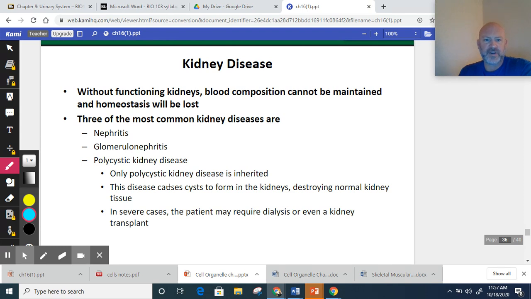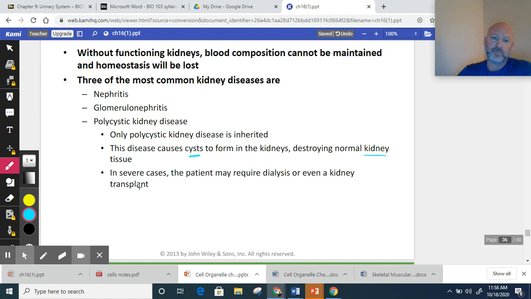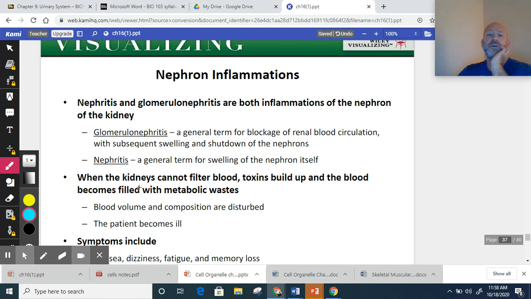This is inherited, right? So you would be born with this, and what happens is cysts would be forming inside the kidneys, and these cysts, as a result, would then destroy the normal kidney tissue. A patient that would have polycystic kidney disease would require dialysis for a certain point, but probably would benefit from a kidney transplant. Glomerular nephritis is when the blood circulation is being blocked into the glomerulus because of a swelling of the nephrons.